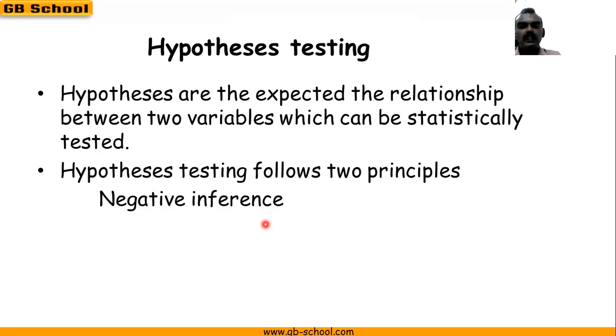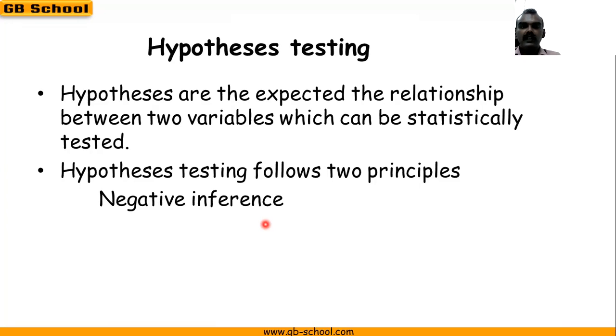So already we know there are two types of hypothesis. One is called research hypothesis, one is called null hypothesis. For example, if you say there is significant difference between pre-test and post-test, this is research hypothesis. So how to convert this into null hypothesis? We'll say there is no significant difference.